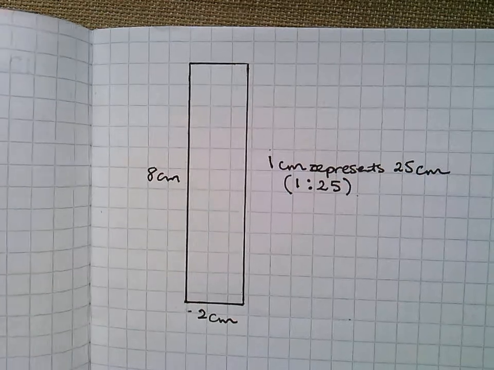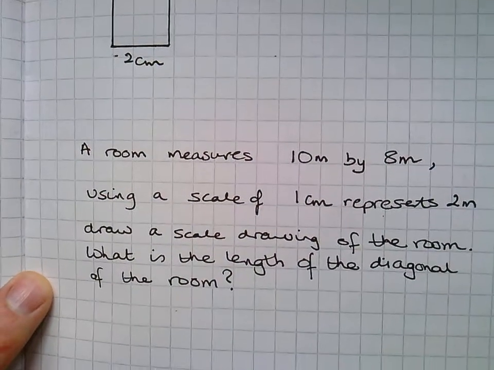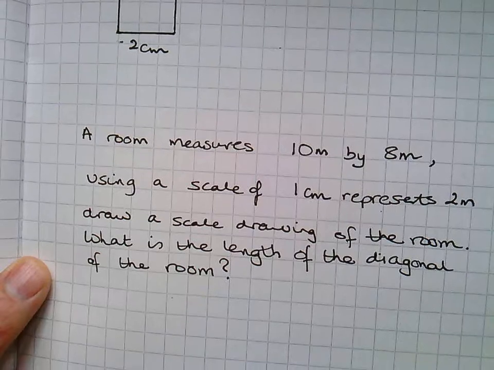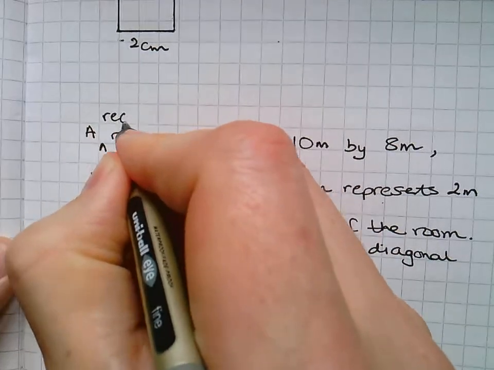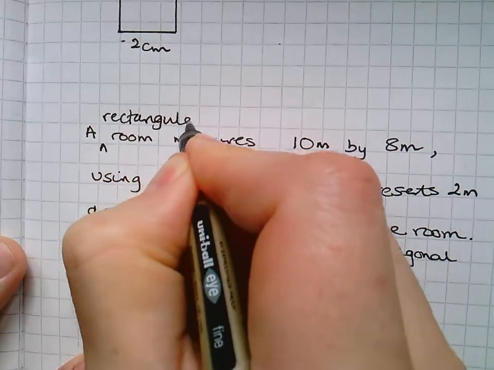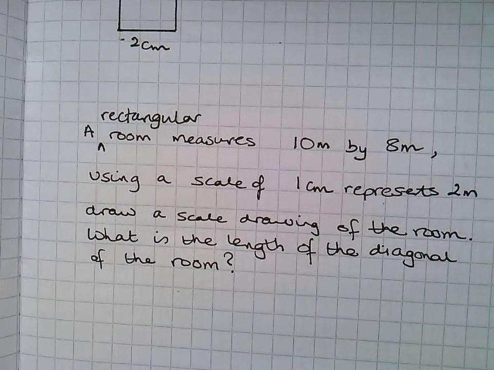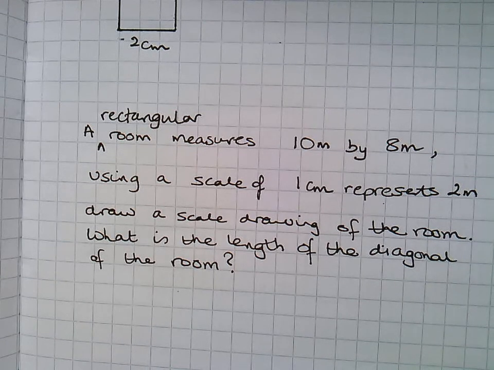Okay, next question. So here we go. We've got this one here. The room measures 10 metres by 8 metres. Sorry about that, that should say a rectangular room. So a rectangular room measures 10 metres by 8 metres. Using a scale of 1 centimetre represents 2 metres, draw a scale drawing of the room. What is the length of the diagonal of the room? So we need to think about those values again. If you want to pause the video and draw it out yourself, feel free. I'm going to go through it now.